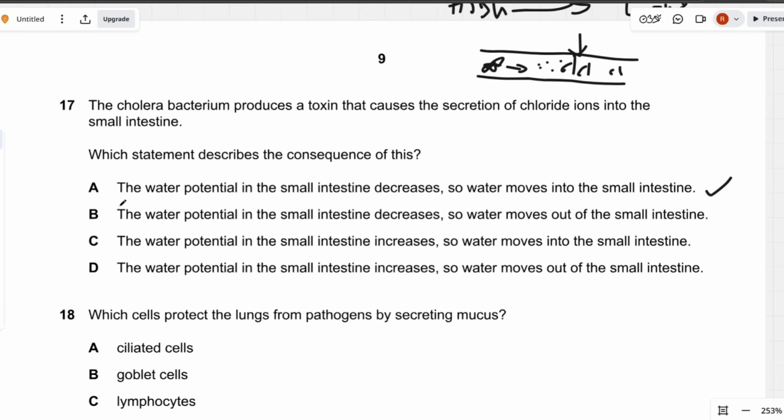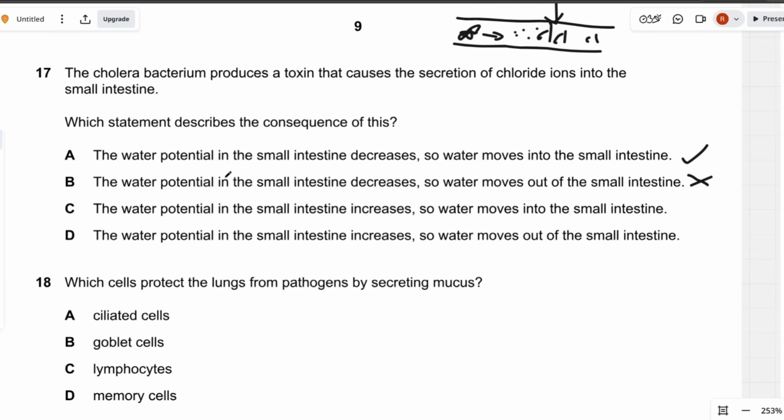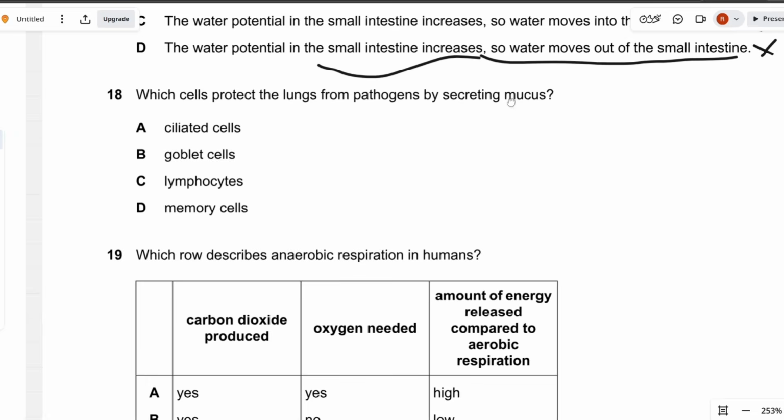Let's see the other options. The water potential in the small intestines decreases. This is correct. So water moves out of the small intestines. Why would it move out if the potential there is less? The potential in the small intestines increases, so water moves into the small intestines. That is counterintuitive. The water potential in the small intestines increases, so water moves out of the small intestines. Again, the second part is correct, but the first part is not correct.